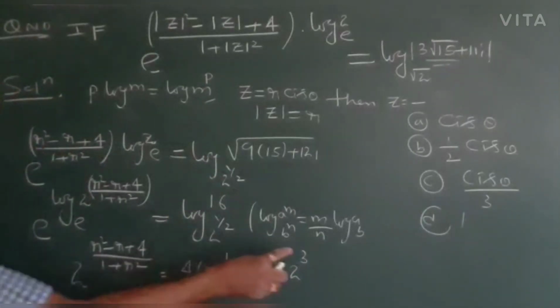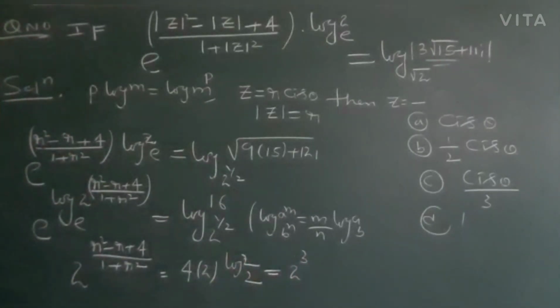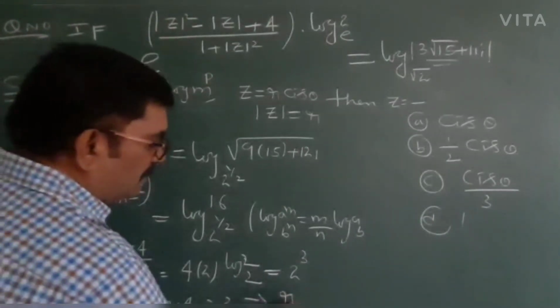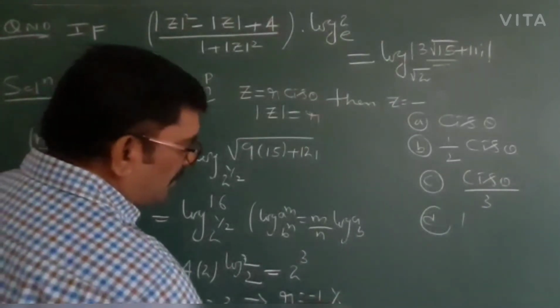Now compare the powers. Whenever the bases are same, you can compare the powers. Therefore, after simplifying, r square minus r plus 4 by 1 plus r square is equal to 3. It leads to r is equal to minus 1 comma 1 by 2.